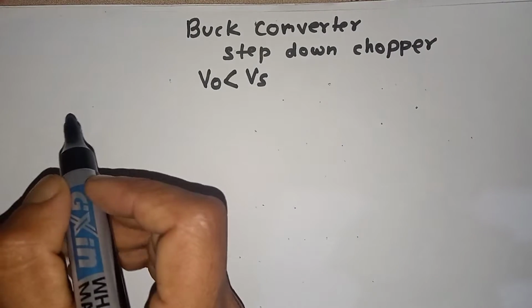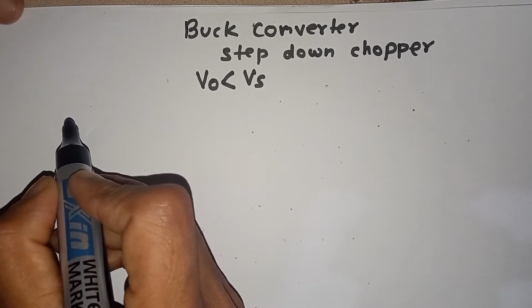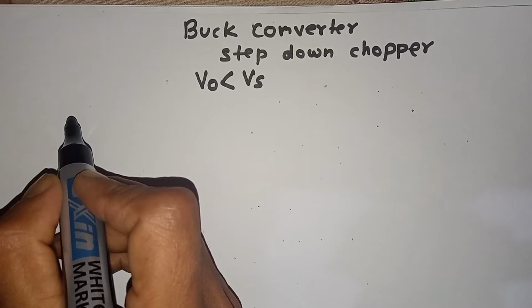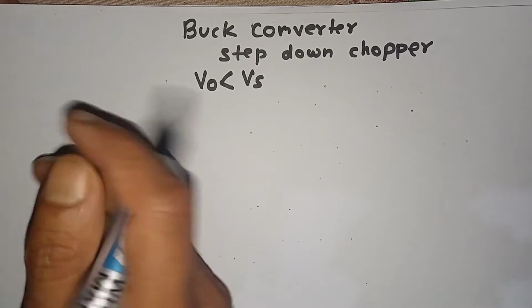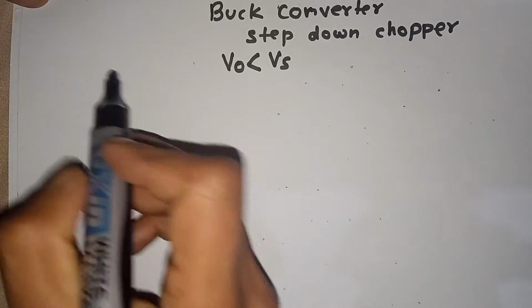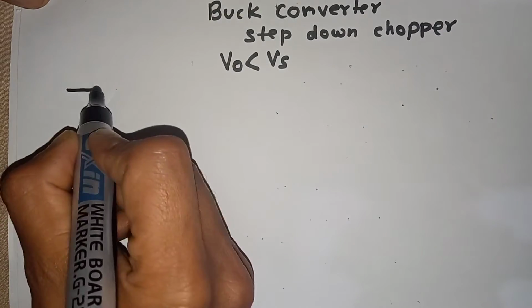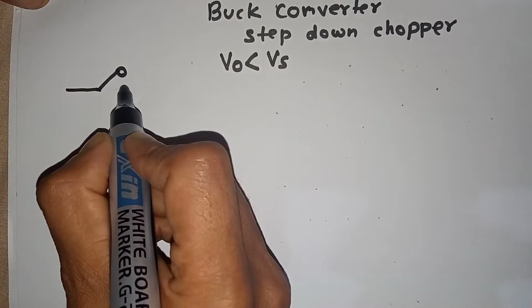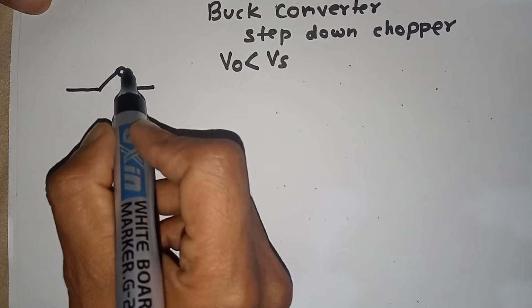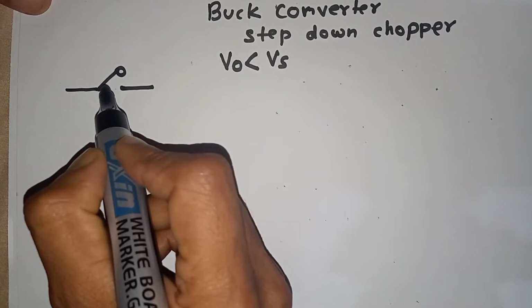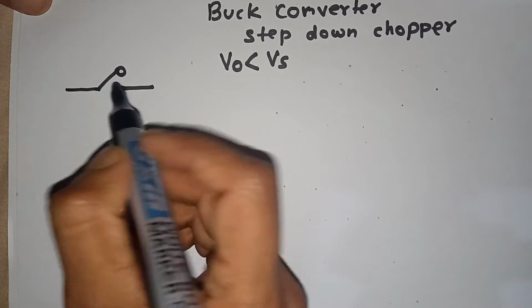Now we will see the circuit diagram of the buck converter, and also find out the voltage expression of the buck converter. For that, first we will draw the circuit diagram. This is the switch we will use. It is a high frequency switch, so mostly we go for a MOSFET or IGBT.